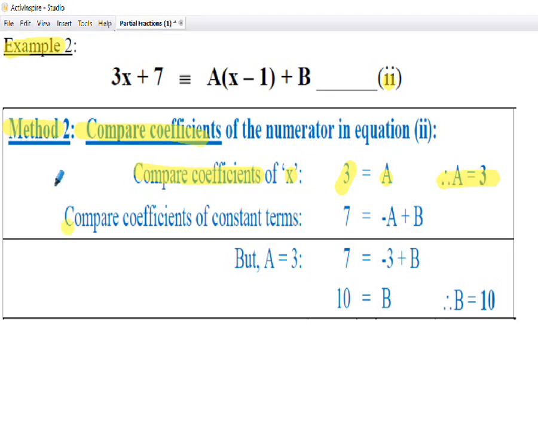Comparing the constants on both sides of the equation, I get on the left hand side 7 as a constant, and on the right hand side I get minus A, because minus 1 times the A, and I get plus B as a constant. So knowing the value of A, I can put the value of A in, so I get minus 3 plus B on the right hand side, and again doing the arithmetic on that, I will get B is equal to 10.